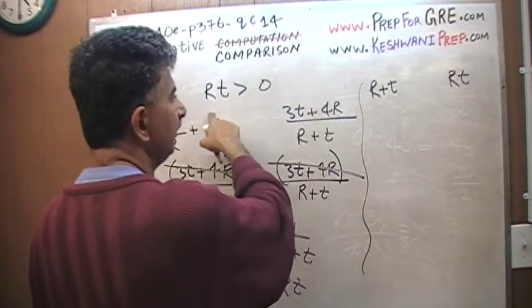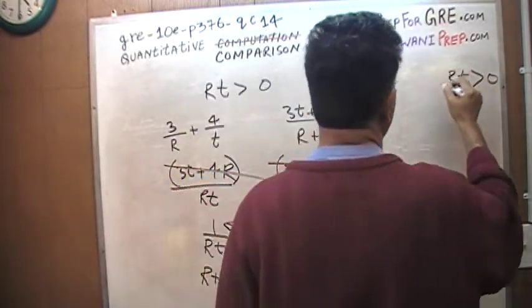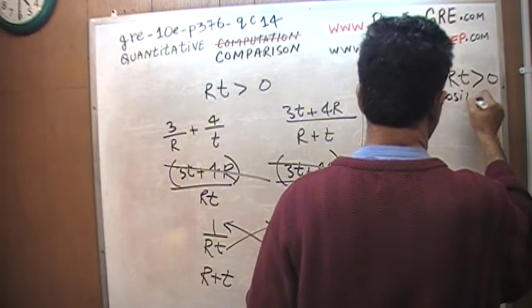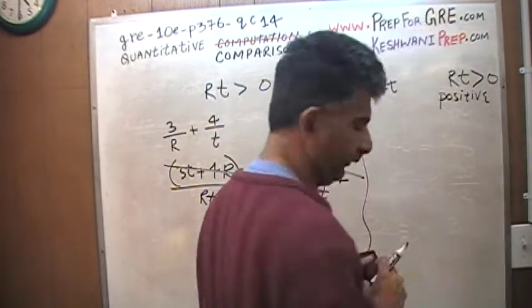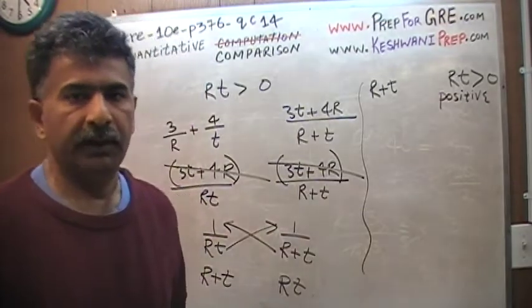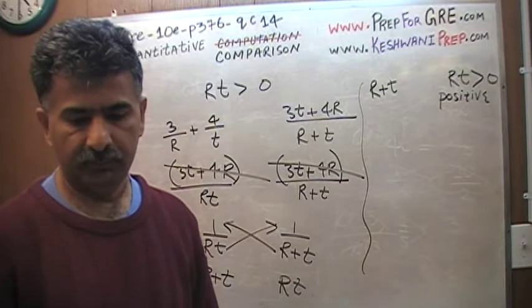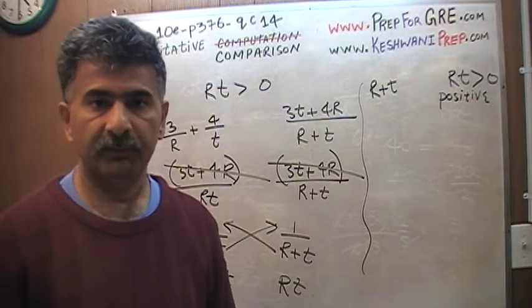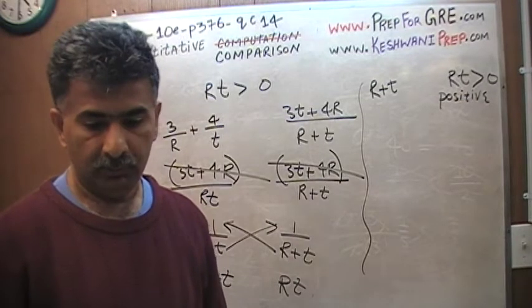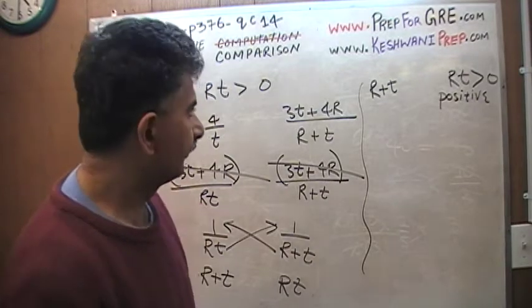Now R times T we already know is positive. We are told that it's positive. So this quantity we know is positive. Now the question is, what about R plus T? That's where we have to slow down and take our time, which is what makes this question number 14. Only 39% of people who took the exam got it right. Almost a little more than 3/5 of the people got it wrong.